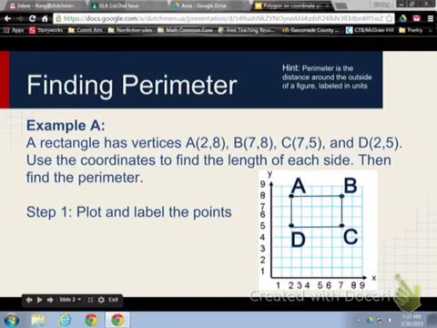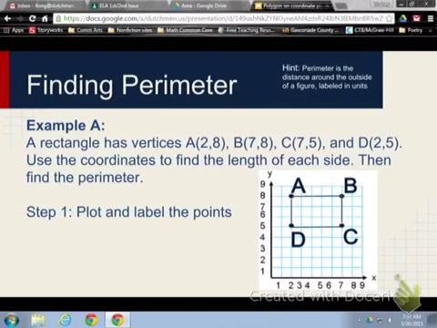So first thing we're going to talk about is finding the perimeter of a figure on a coordinate plane. Remember, perimeter is the distance around the outside, and you label it in just units, so you don't have to put a squared or anything like that. It's just in units. So our first example is a rectangle has vertices. Those are corner points. A (2, 8), B (7, 8), C (7, 5), and D (2, 5). Use the coordinates to find the length of each side, then find the perimeter.